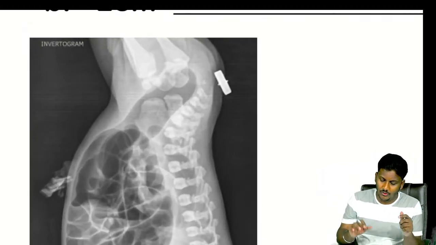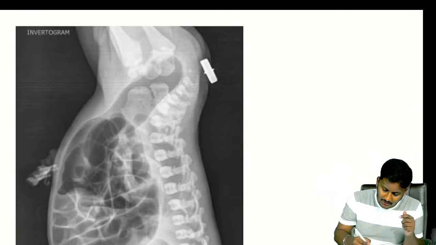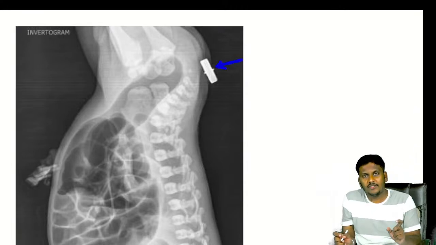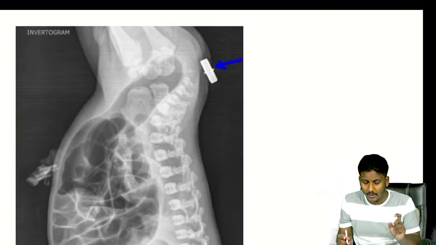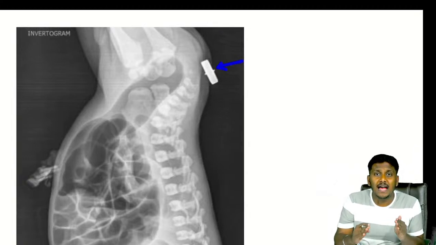Now on that invertogram you are able to see, beta, that we have kept this metallic marker over here. This is what we have kept now. It is either a coin or a metallic marker. Why? Because here, beta, the baby's anal opening is not found.